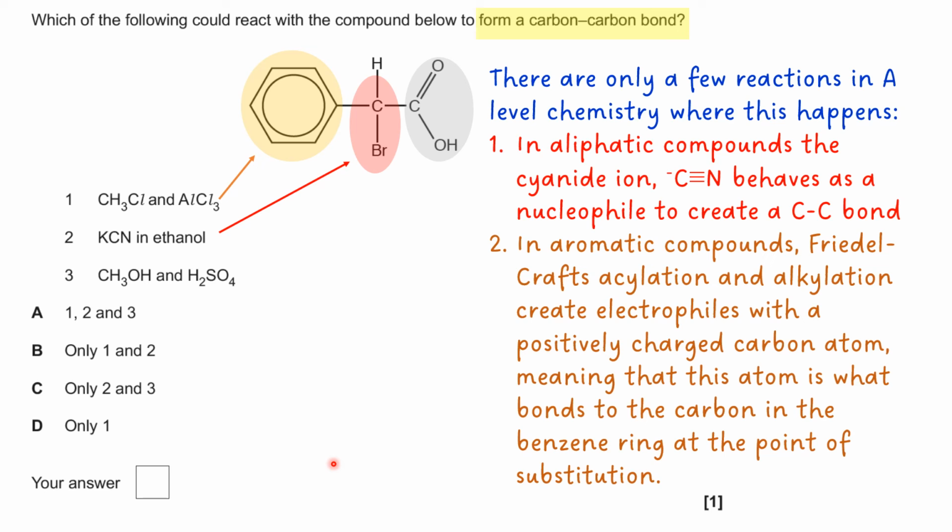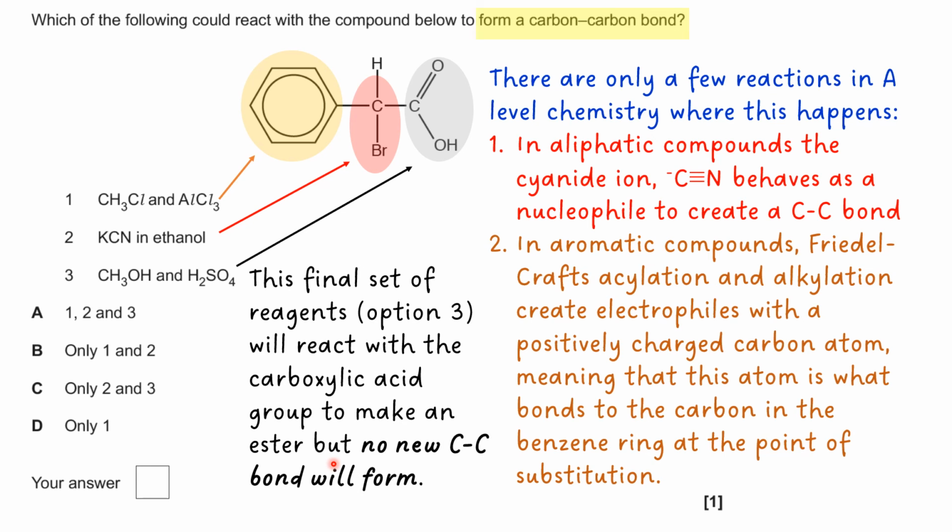So what about the carboxylic acids? Well, that will react with the final combination. The problem with them is they don't form a new carbon-carbon bond, and specifically they want you to think about what would form a carbon-carbon bond. So that really only leaves us with 1 and 2 as our possibles. So therefore B is the answer in this case.